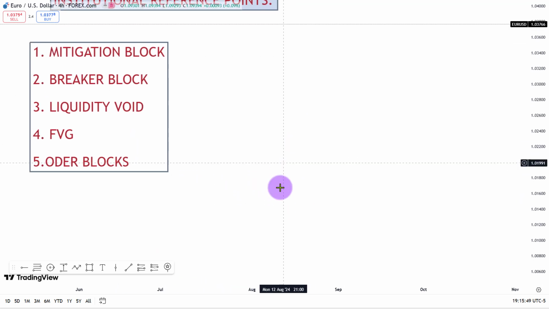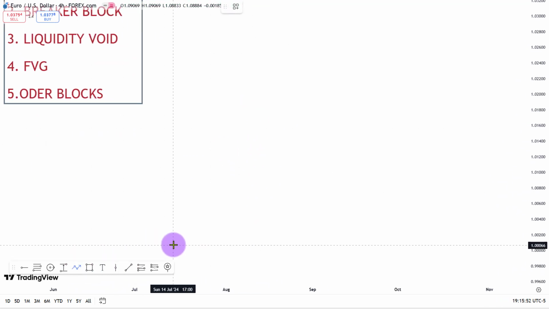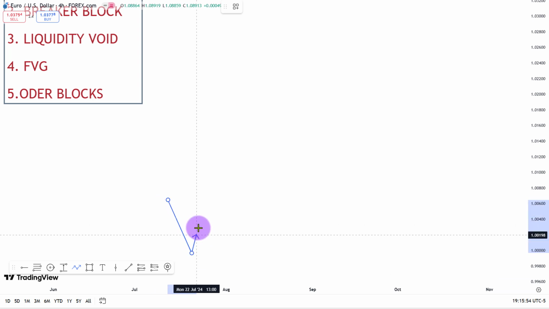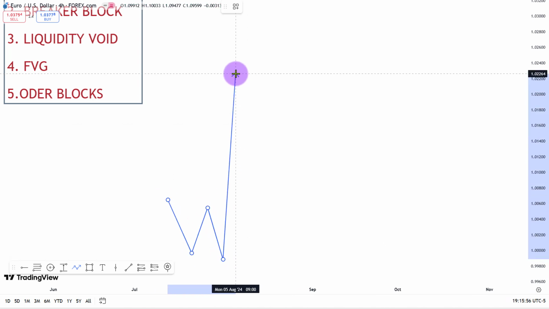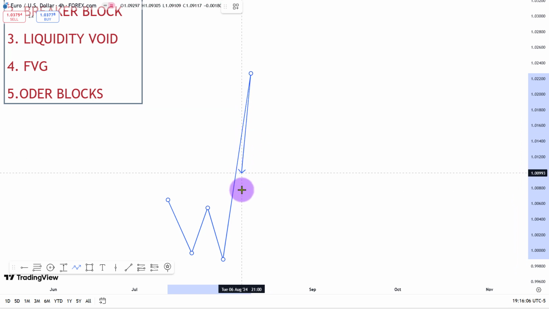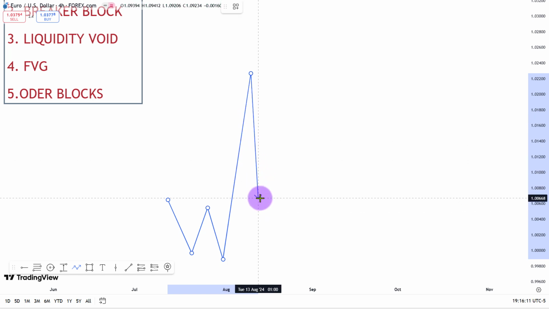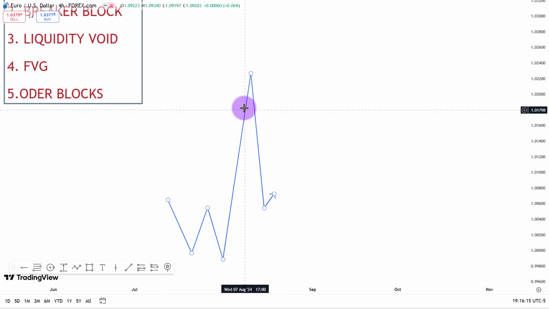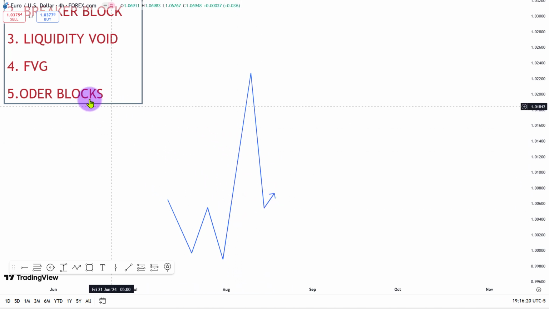When you see price action create a range, let's say price creates a shift of market structure bullish and price is trading or repricing into the internal range, you're going to be looking for the mitigation block within the discount of this price range. If the mitigation block is not there, you're going to be looking for the breaker. If the breaker is not there, you're going to be looking for the liquidity void. If the liquidity void is not there, you're going to be looking for fair value gap and or order blocks.